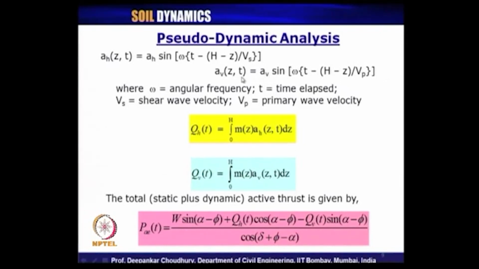Similarly, the vertical acceleration is expressed in this way, and the inertia forces in the horizontal and vertical directions are nothing but the mass of that slice times acceleration. Mass times acceleration will give us the force. So, that is the inertia force. We have to integrate it over the height of the wall, and then we will get different expressions and solutions. Finally, we used the limit equilibrium method to get the expression for PAE, and remember this needs to be optimized with respect to the different failure planes and different combinations of the directions of Qh, Qv.